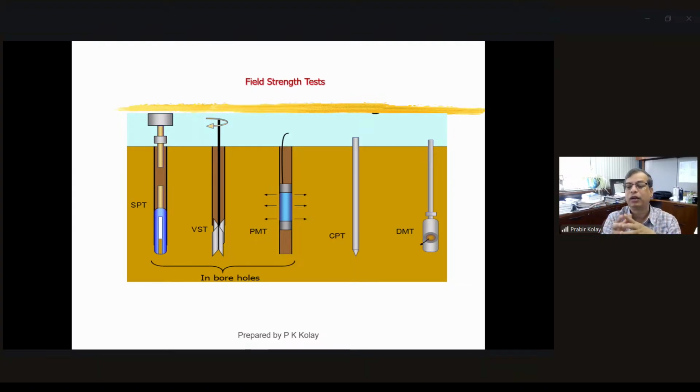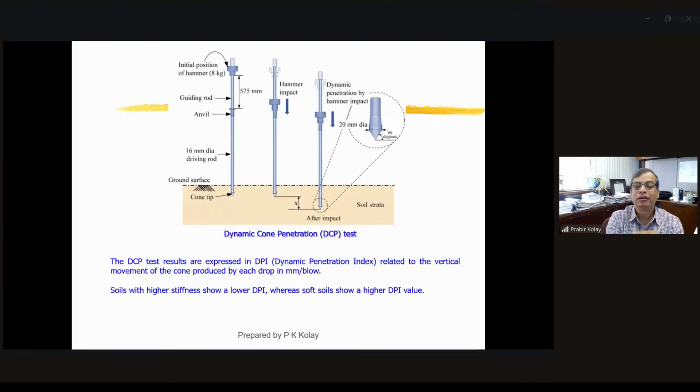The CPT, as I mentioned, is the cone penetration test. So you can just push it into the ground. You can also collect the soil sample if you attach a special attachment, and then you can collect the soil sample from there. And then also the diameter test. Okay. And then also the dynamic cone penetration test is also there.